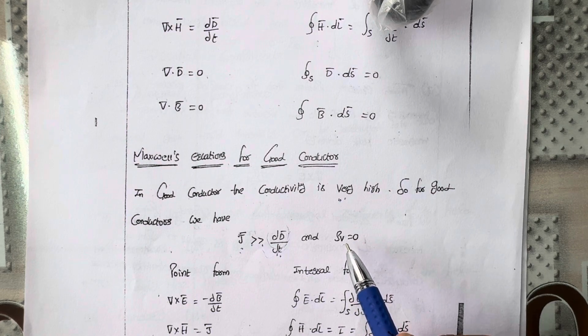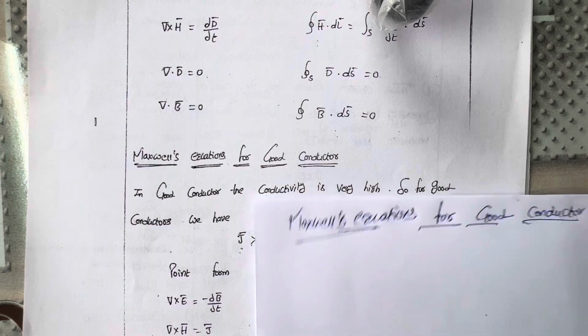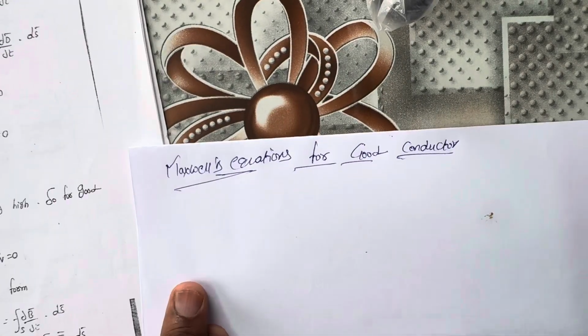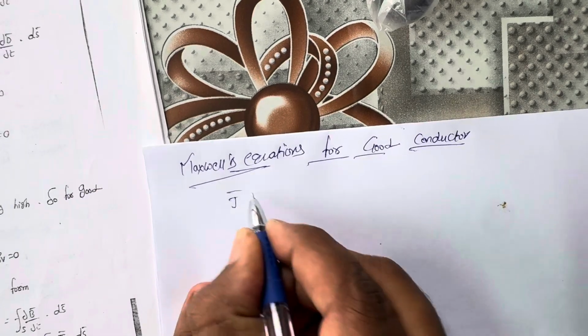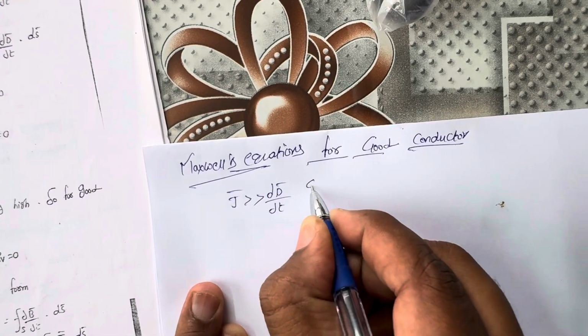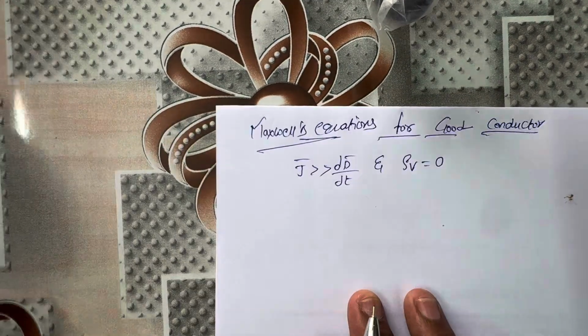Rho v is equal to 0. These are the two conditions. Now, in the case of Maxwell equations for a good conductor, the conditions are J bar is far greater than dou D bar by dou t, and rho v equals 0.